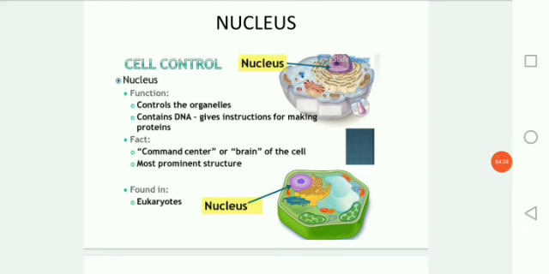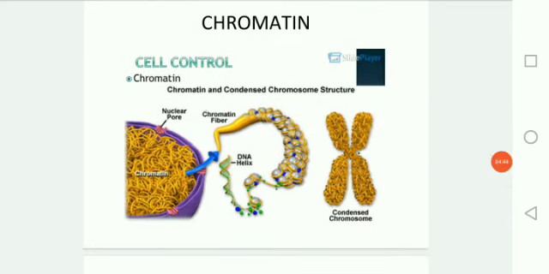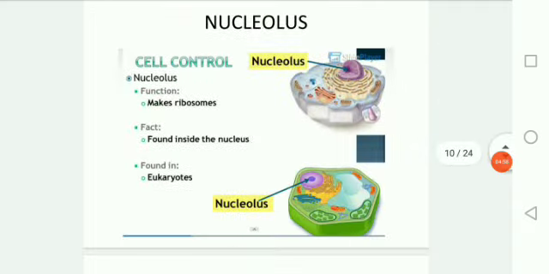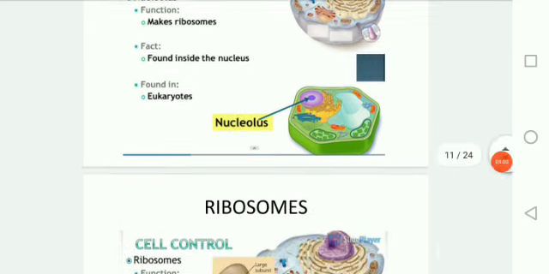We have a nucleus. The nucleus is present in eukaryotes, both in plants as well as animals. It is the command center or the brain of the cell, which controls all the activities, and it contains DNA which gives instructions for making proteins. Then we have chromatin. There is a nuclear pore, and there is a chromatin fiber inside the nucleus, which contains the genetic material, that is DNA, which gets condensed to form the chromosomes. We have the nucleolus, which makes ribosomes, is found inside the nucleus, and is found in eukaryotes.